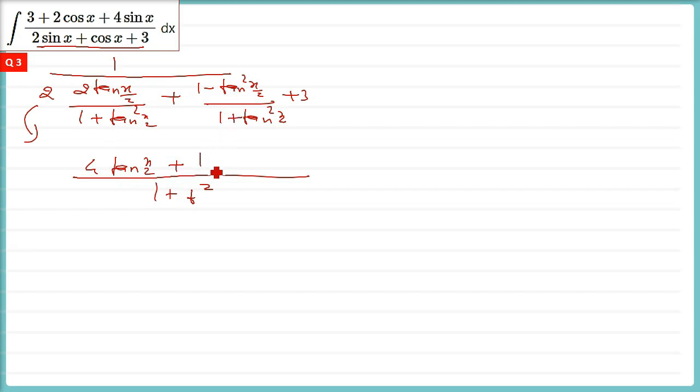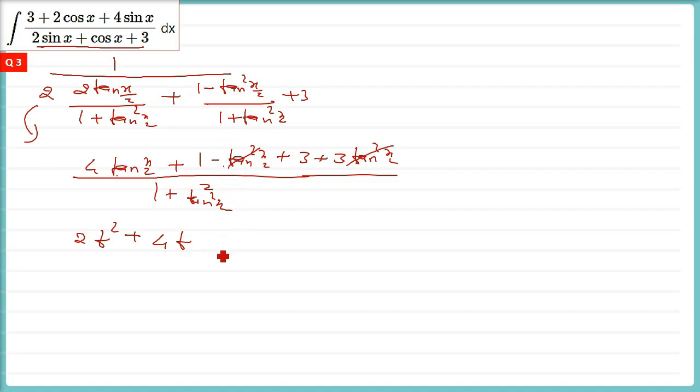So 1 plus tan square x by 2, this will be 4 tan x by 2 plus 1 minus tan square x by 2, and 3 will be multiplied by 1 plus tan square x by 2, because we have taken 1 plus tan square x by 2 as the LCM. So this is tan square x by 2. What do you see here? 3 tan square x by 2 minus tan square x by 2 will be what? It will be 2 tan square x by 2. This one. And this is 4 tan x by 2.